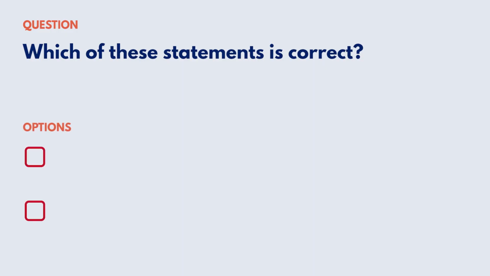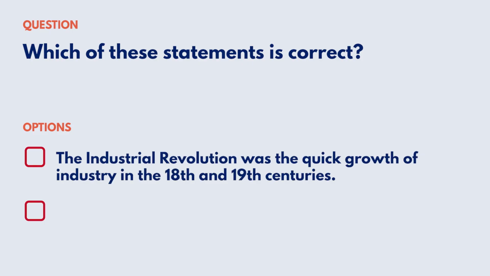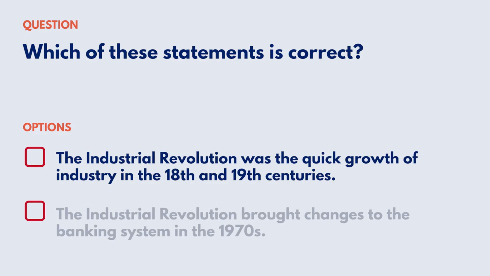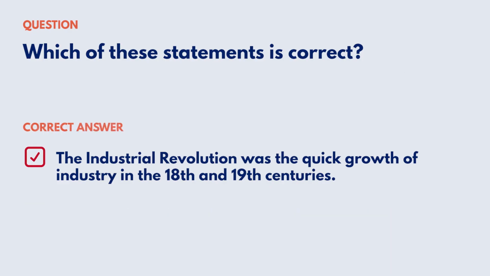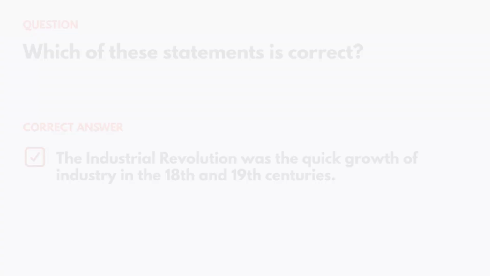Which of these statements is correct? The Industrial Revolution was the quick growth of industry in the 18th and 19th centuries. The Industrial Revolution brought changes to the banking system in the 1970s. Correct answer. The Industrial Revolution was the quick growth of industry in the 18th and 19th centuries.